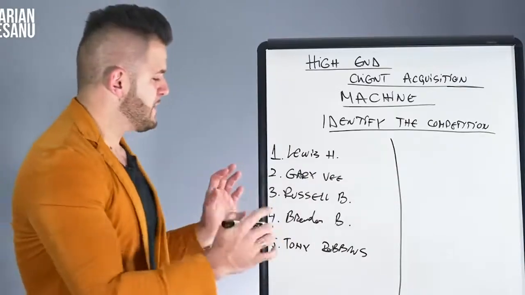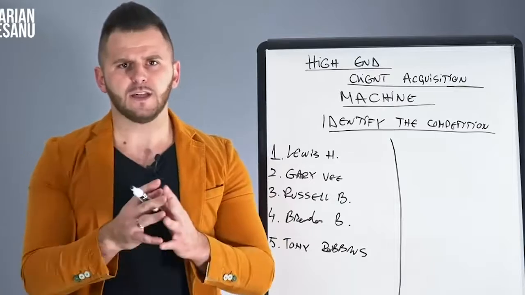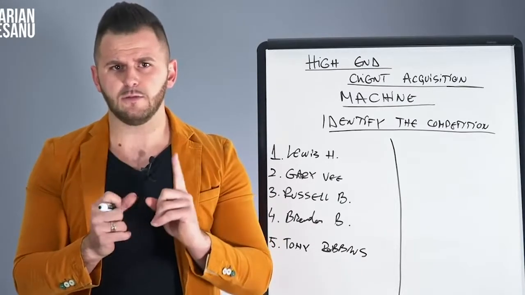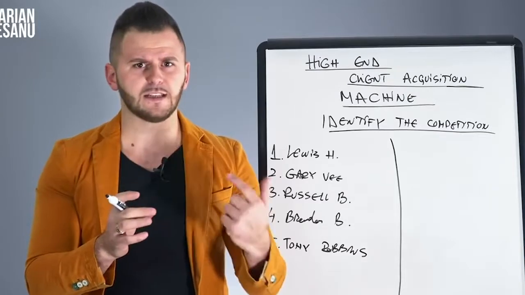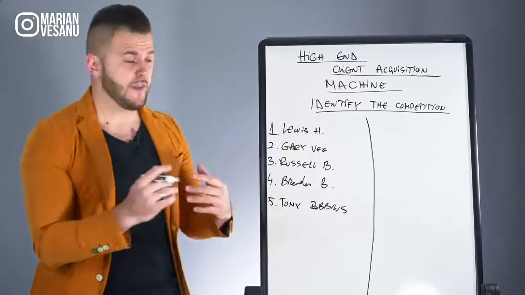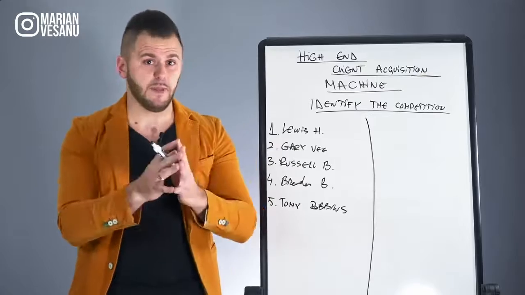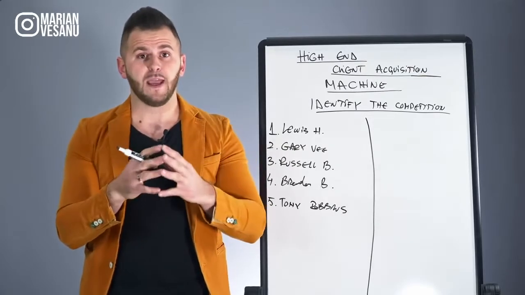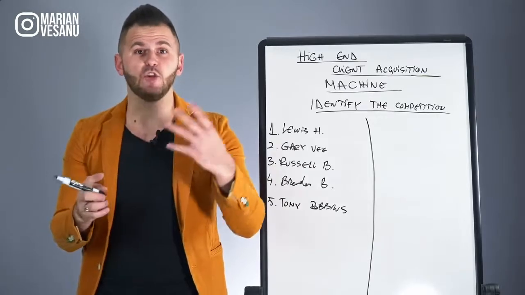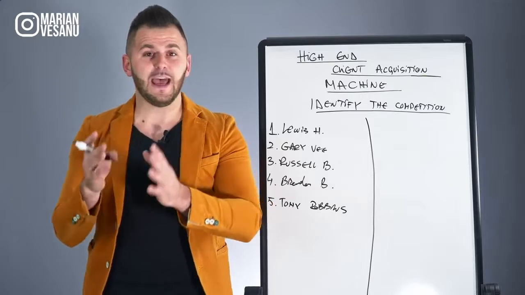Like oftentimes when we talk to clients, they say, well, what I do is so unique, Marian. I don't know if I have competitors. Well, you need to stop for a second and take a step back, because that's not necessarily a good thing. A good thing would mean that other influencers, your competitors, have already proven the model and people are willing to spend money on the things that you are about to offer. Therefore, you can have a piece of that.